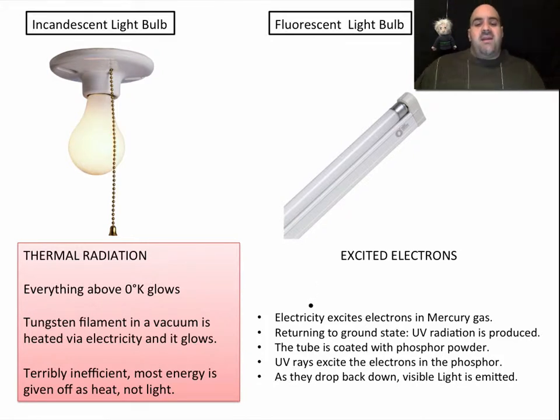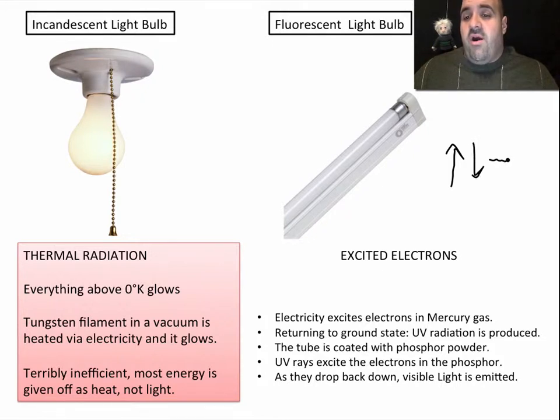But that notwithstanding, this mercury gas is excited by electricity. So what happens is the electrons are going to jump up to a higher energy level. Electrons are jumping up, but they're going to return back down to their ground state. And when they do that, they're giving off ultraviolet radiation, the same type of light as in a black light.